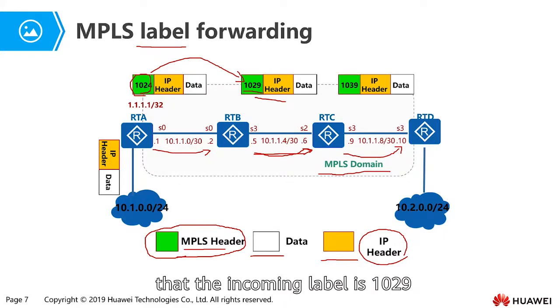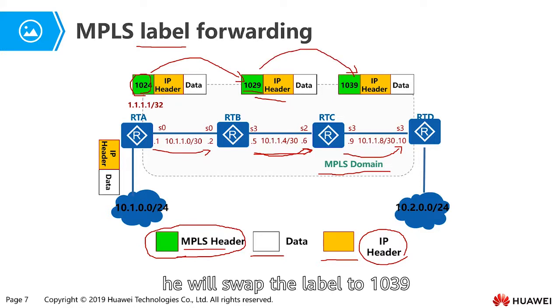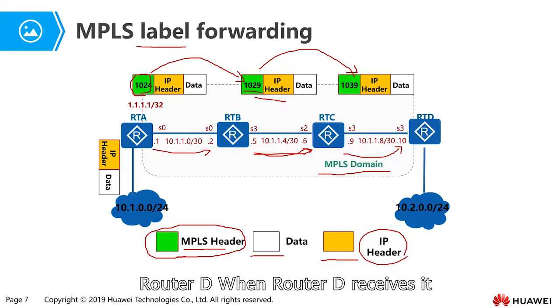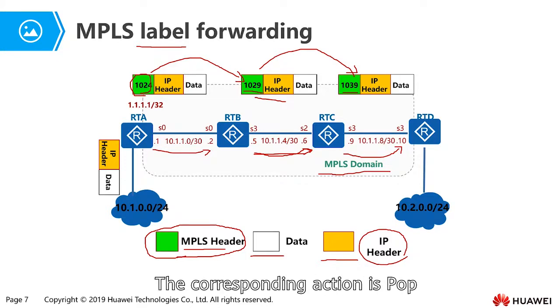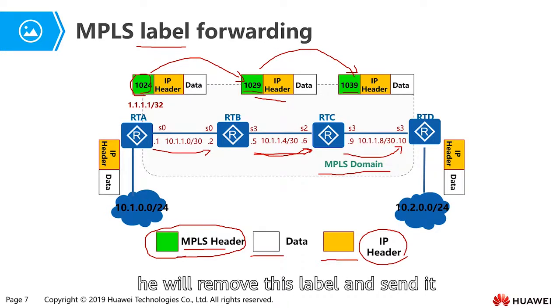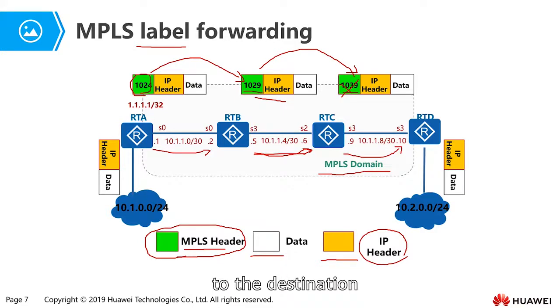The incoming label is 1029. He will swap the label to 1039 and send it to the next hop, router D. And when router D receives this, he searches the label switching table. He finds the incoming label is 1039. The corresponding action is pop. So he will remove this label and send it to the destination.